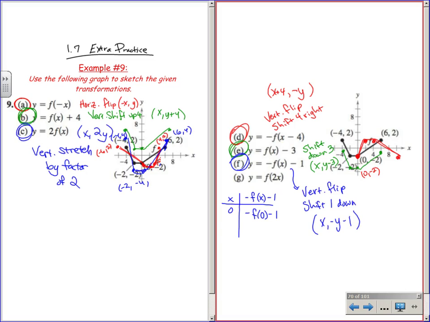No. F of 0, isn't that the function value or the y value at 0? Who's the y value at 0? Negative 2. So this is going to be negative 2 minus 1, which will be positive 2 minus 1, right? And positive 2 minus 1 is 1. So I need the point 0, 1. So 0, 1 says the flip should go first and then 1 down. Good. That's just like a little backup if you weren't exactly sure which to do.